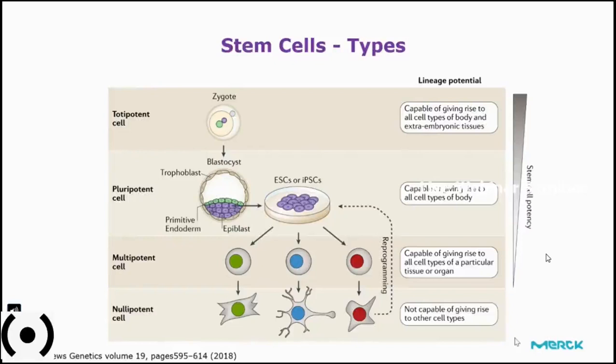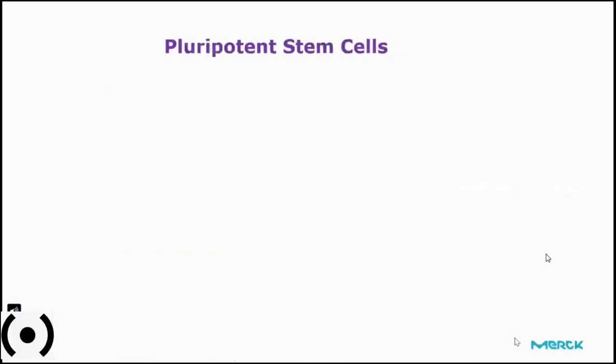So if you go down from totipotent to pluripotent, multipotent, and nullipotent, their cell potency is gradually decreasing from totipotent to multipotent, right? This is the basic difference.